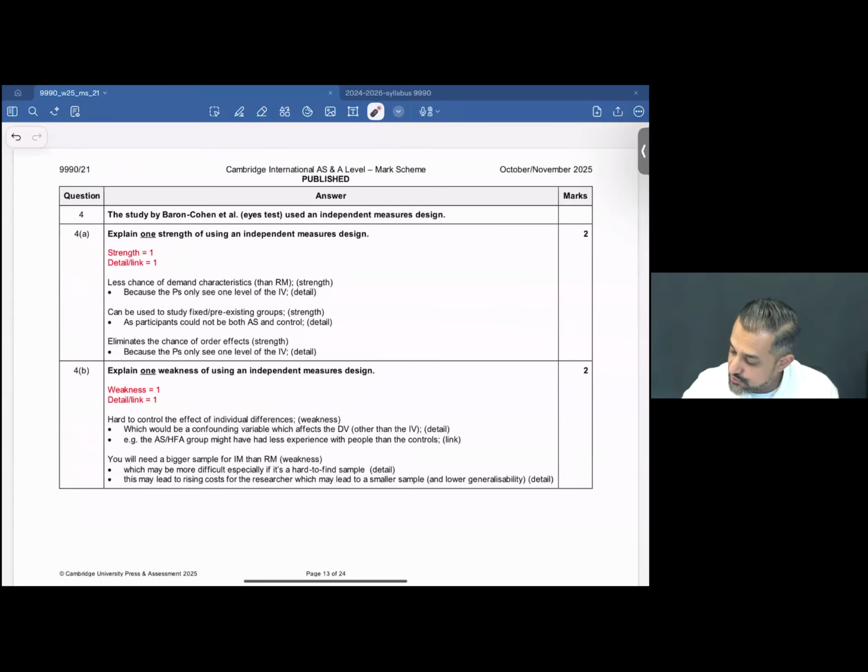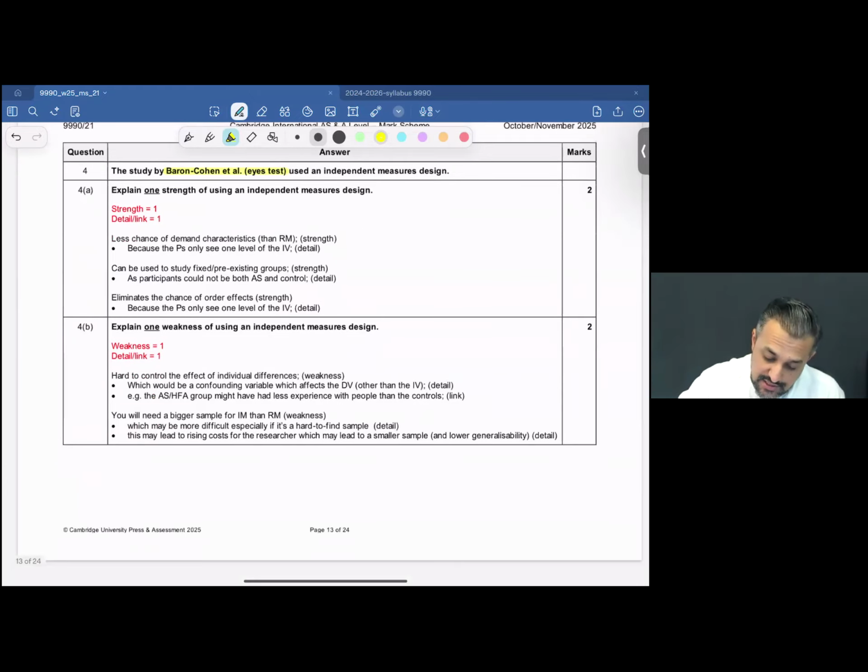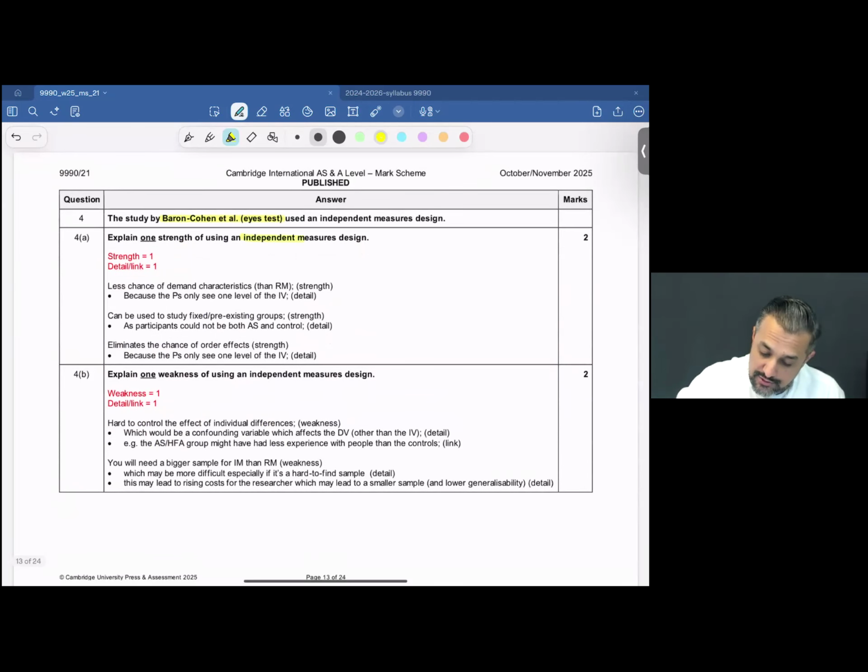As we see question number 4 in front of us, the study by Baron-Cohen et al. used an independent measures design. Explain one strength of using an independent measures design. In our AS psychology syllabus, there are three different experimental designs that we need to know: the repeated measures design, the independent measures design, and the matched pairs design.